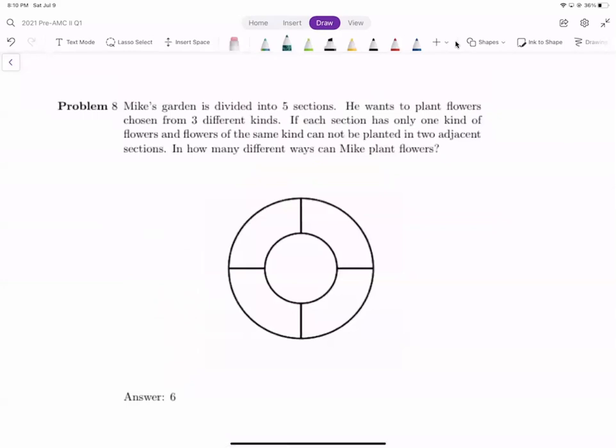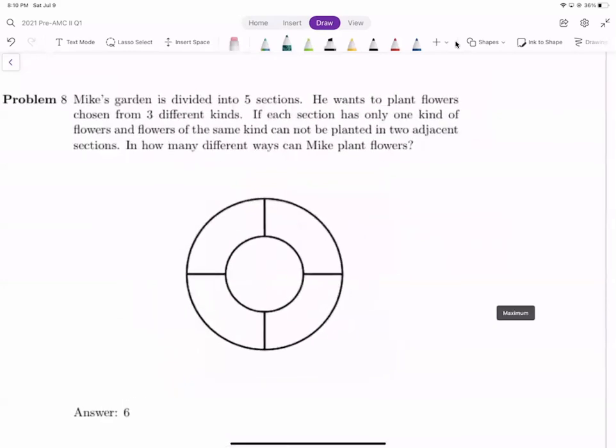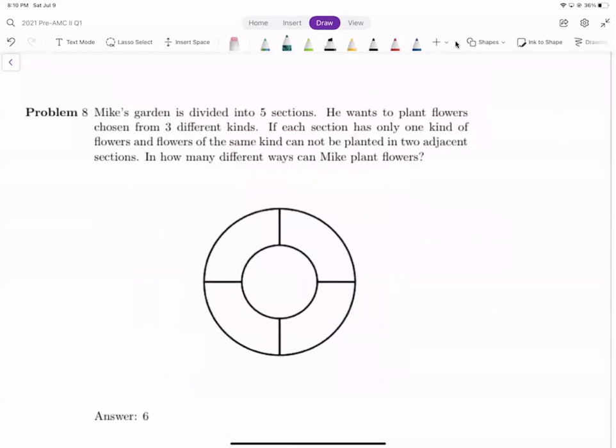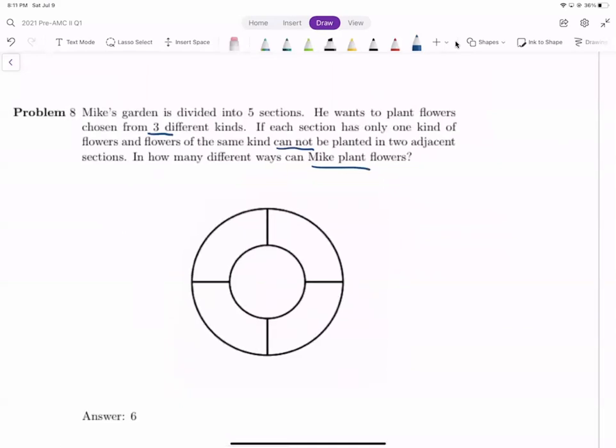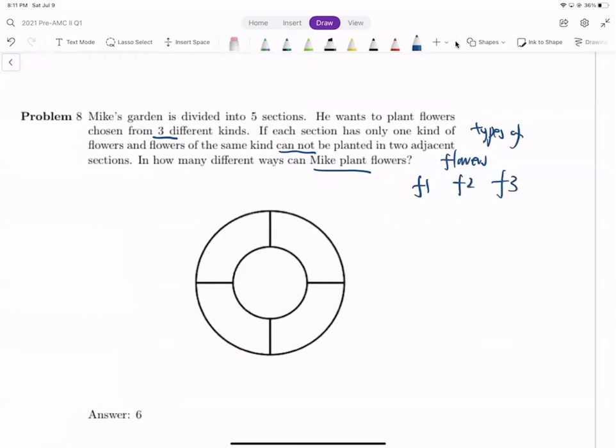Question number 8. Mike's garden is divided into 5 sections. He wants to plant flowers chosen from 3 different kinds. If each section has only 1 kind of flower, and flowers of the same kind cannot be planted in 2 adjacent sections, in how many different ways can Mike plant flowers? All right, so here we have types of flowers. We have flower 1, flower 2, and flower 3.